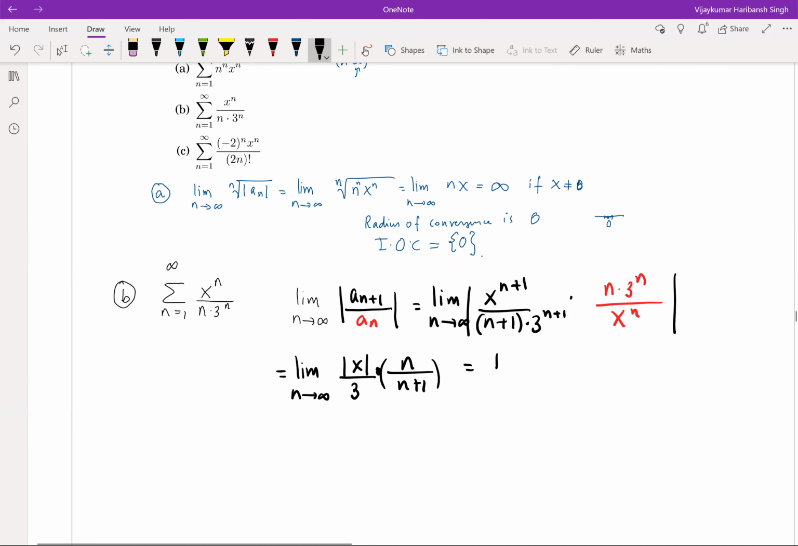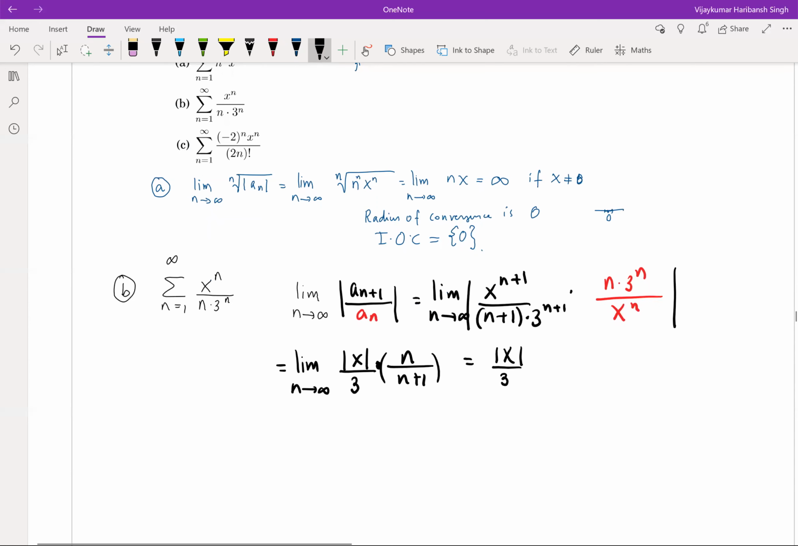So you have |x|/3. If this is less than 1, then the power series converges. That is the same as saying the absolute value of x is less than 3. So in that case, you already get the radius of convergence. I'm going to write it in short as r.o.c, which is radius of convergence. From now onwards, I'll use this short notation. It is basically 3.